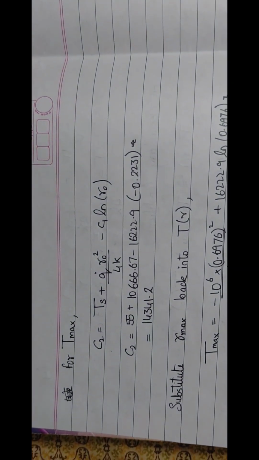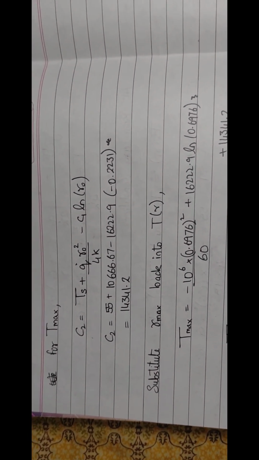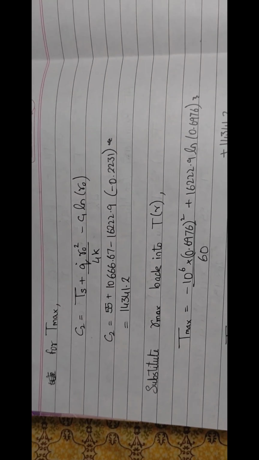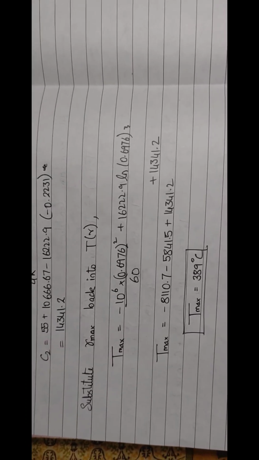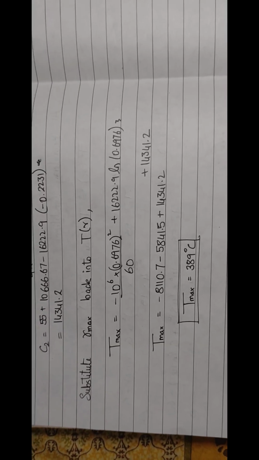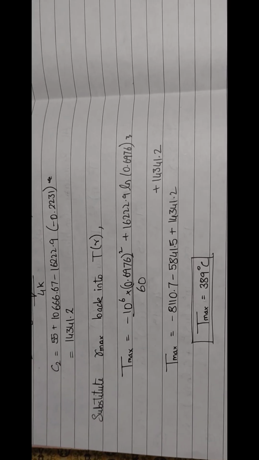So now we also need to find the maximum temperature. So we need to find the term C2. So for C2 we substitute all the terms and rearrange the equation which we had got as the temperature profile, and we get C2 to be 14341.2. This is the equation. Substitute Rmax back into T of R, because at Rmax we will get the maximum temperature, and upon substituting all the terms we get the maximum temperature to be 389 degrees Celsius.